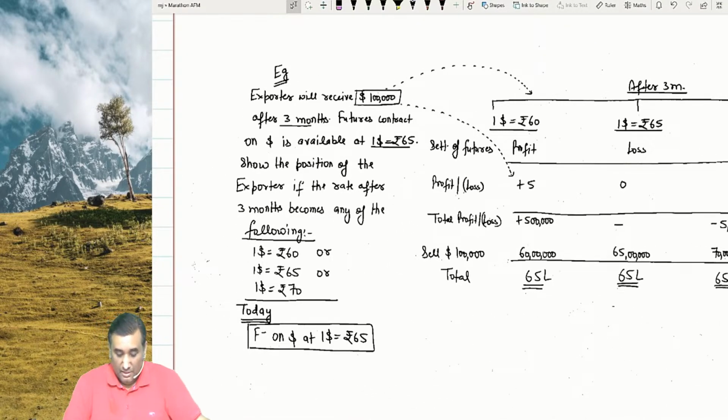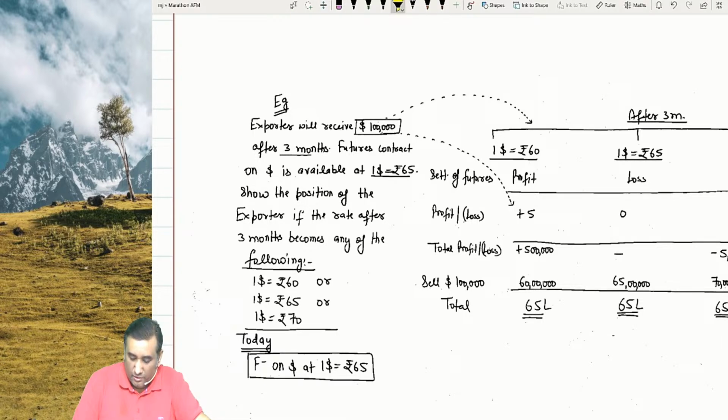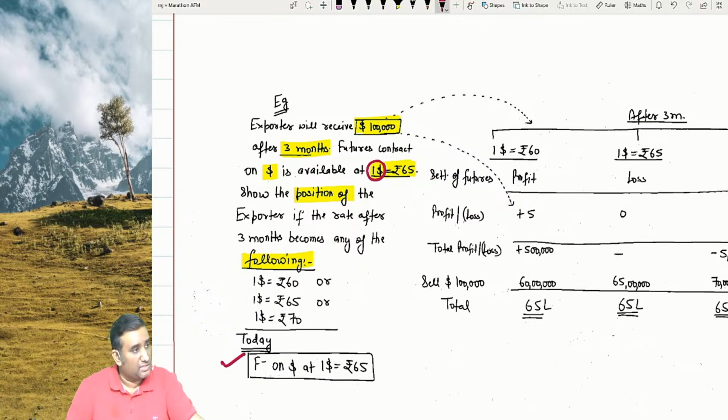I've taken exporter will receive $1 lakh after 3 year contract on dollar is equal at $1.65. Show the position of the exporter if the rate after 3 following. Now understand first philosophy. He will receive dollar, he will buy dollar or sell dollars. Sell. Dollar contract is available and it required selling of the dollars. F minus on dollar at $1.05.